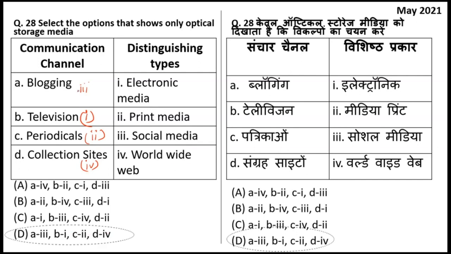One more piece of information. This is a question from the communication unit, but you see all the units are connected as well. This question is a very good question because they have asked you the communication unit as well as ICT in one single question. A beautiful question. Blogging is a kind of social media because you write blogs and people are able to read it, share it. Television is an electronic media. Periodical is print media, while collection of sites is World Wide Web. That is www.